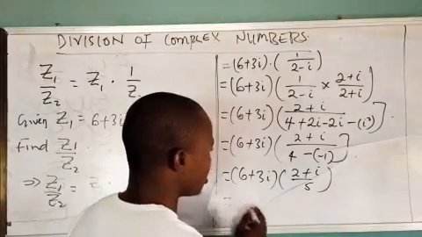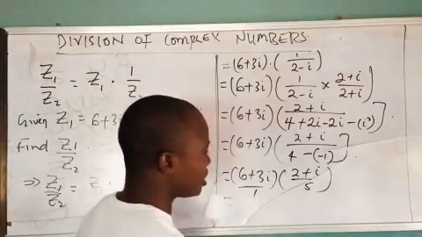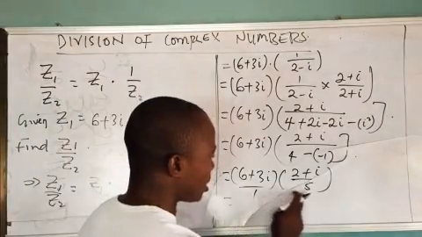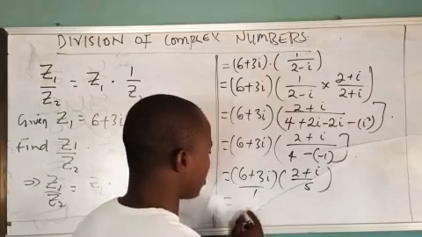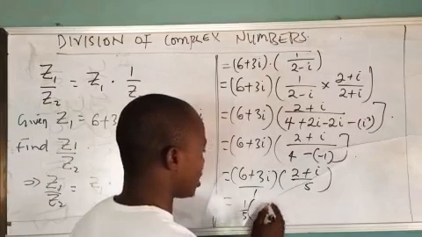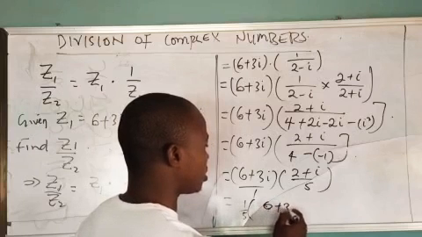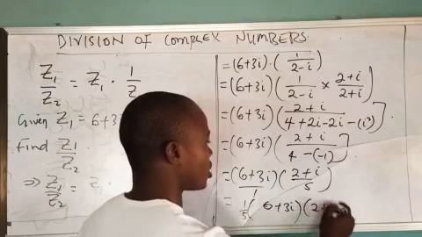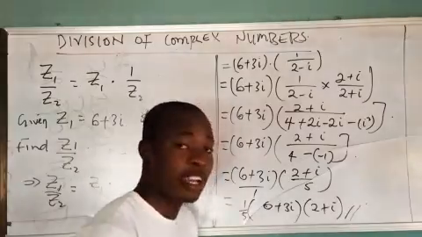So now from here you can see this is having the denominator 1. Multiply this one by this. Multiply this one by this. We have what? We have 1 over 5 into bracket 6 plus 3i, 2 plus i. So that is our final solution.